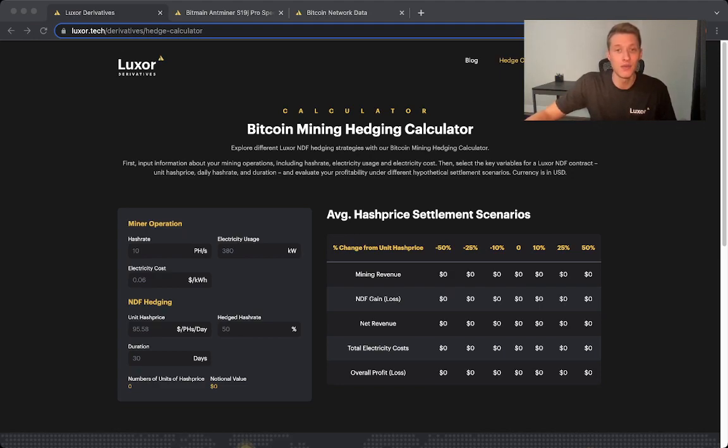And today we are going to be talking about how to hedge your Bitcoin mining operations using Luxor's hash price NDF. And to do that, we are going to be using our Bitcoin mining hedging calculator, which is available at luxor.tech/derivatives/hedge calculator.